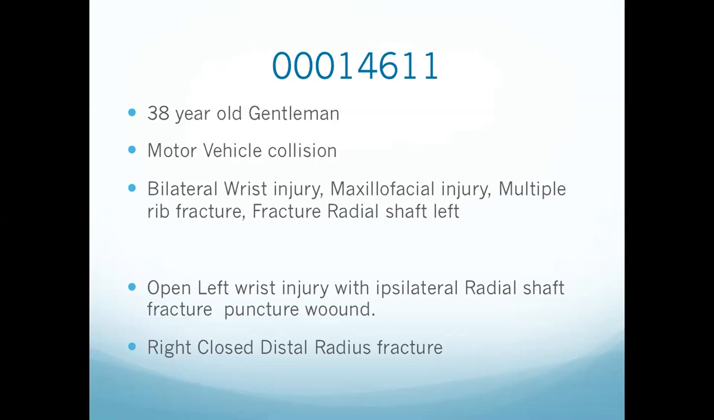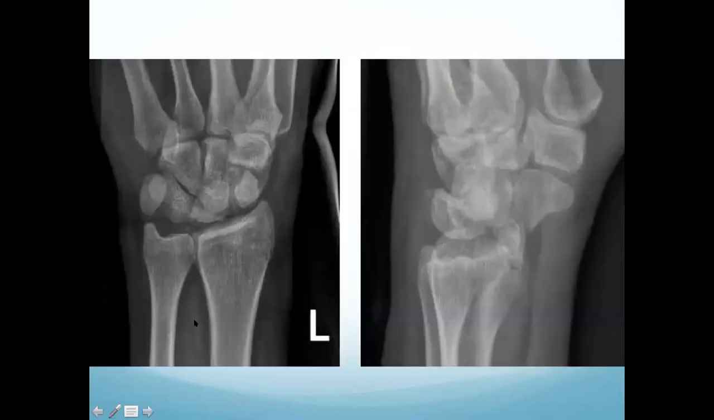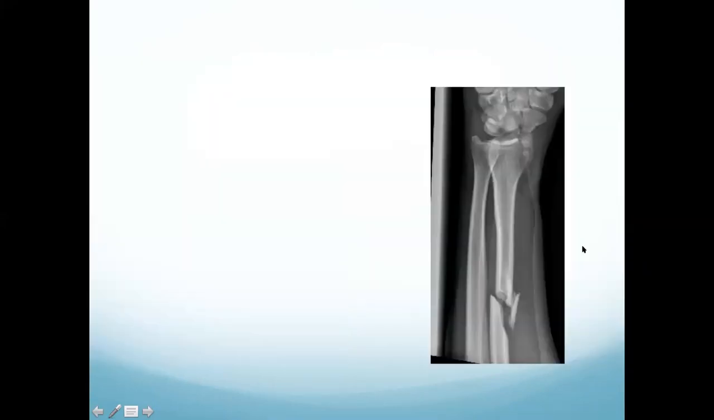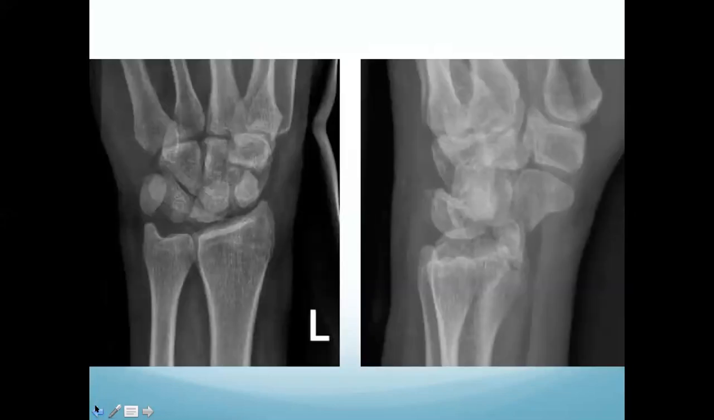Okay, 38-year-old gentleman, motor vehicle collision, bilateral wrist injury with multiple other injuries, and this is the left side, which shows a perilunate dislocation. Are all the panels there, like Dr. Nick, Dr. Anil? I would like to ask Dr. Nick regarding the X-ray.